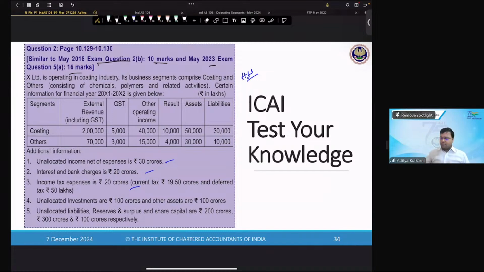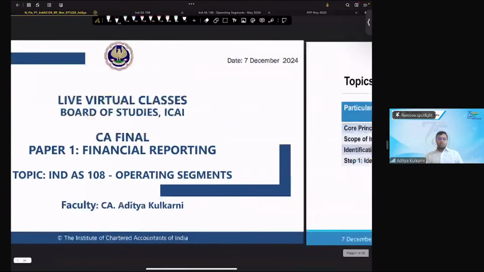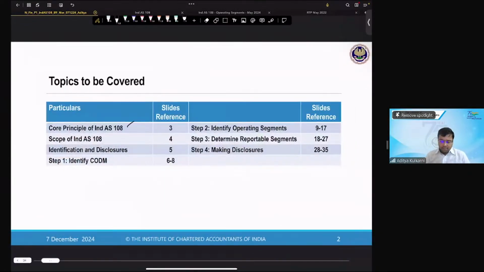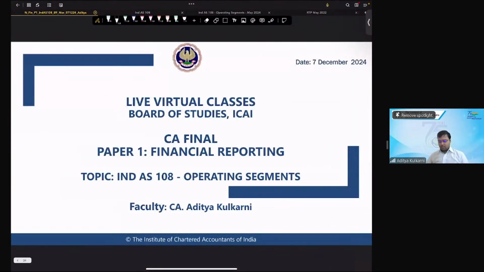Okay. All right. So with that, I think we are fairly through with the standard. There is nothing much that I need to add. We have gone through the core principles. What is there in Ind AS 108? A 4-step process: identifying the CODM, operating segments, reportable segments, and finally making the disclosures. So with that, yes, we are done with Ind AS 108.